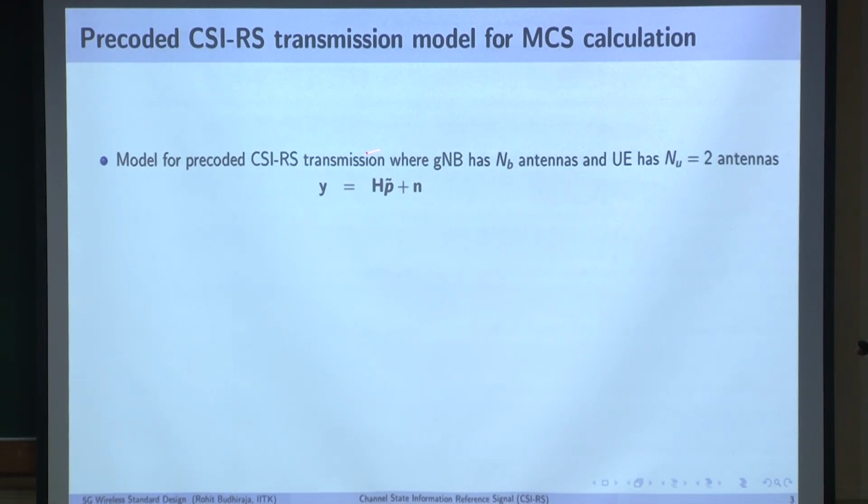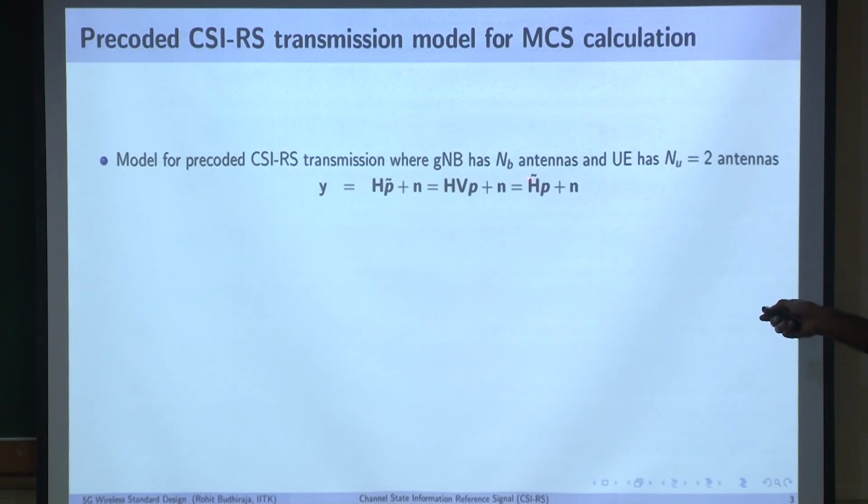What happened in that case, if gNodeB has NB antennas and UE has NU antennas? Y is equal to H P tilde plus N. What is P? What was P? It was this, P tilde, it was precoded by using V. Okay, and how did we write it?